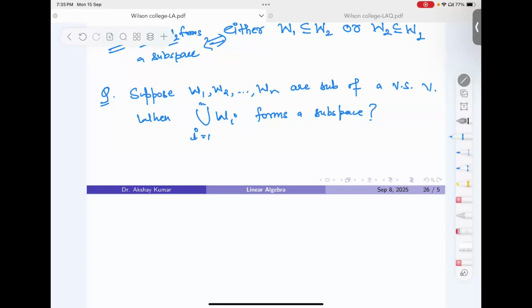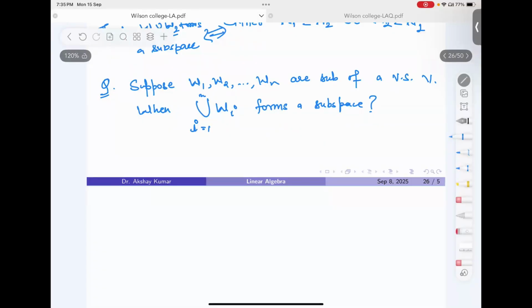When W1 is a subset of W2, and W2 is a subset of W3, and sequentially it goes like that up to Wn minus 1 being a subset of Wn. So you are saying this forms a chain: W1, W2, W3, and so on. Okay, this is one condition. If these subspaces satisfy this condition, then the union will form a subspace.